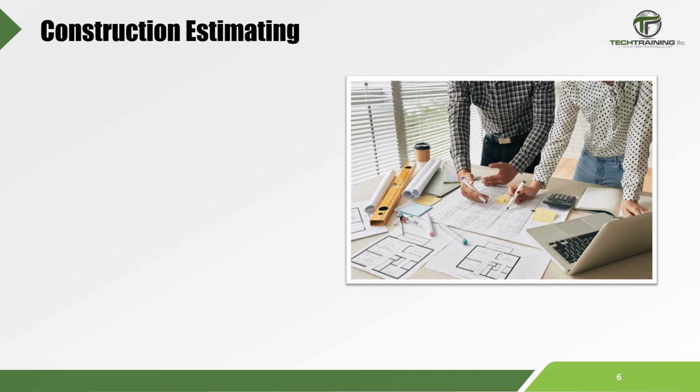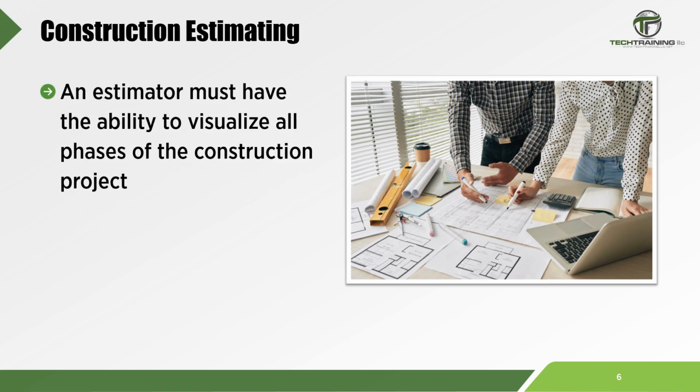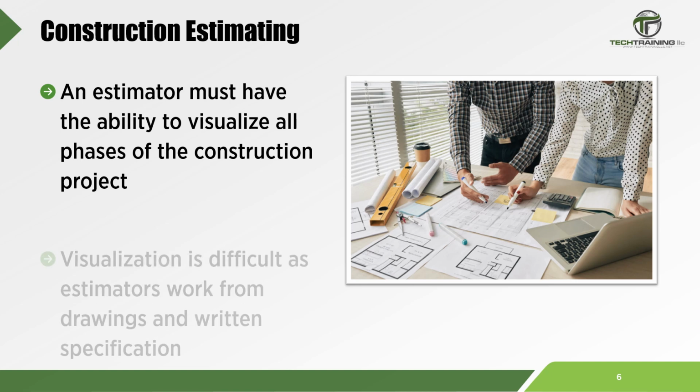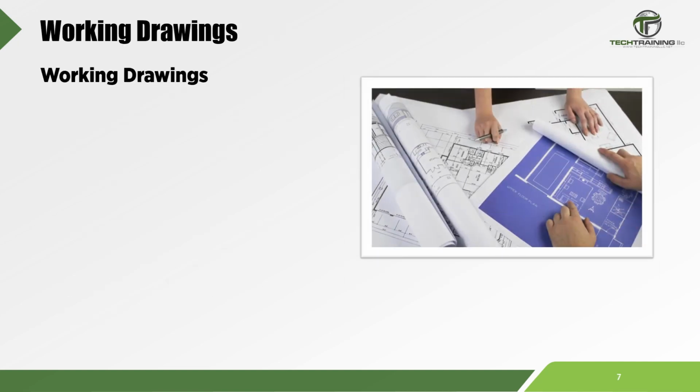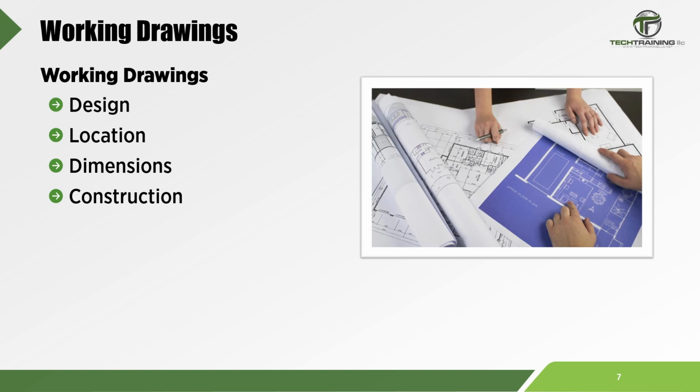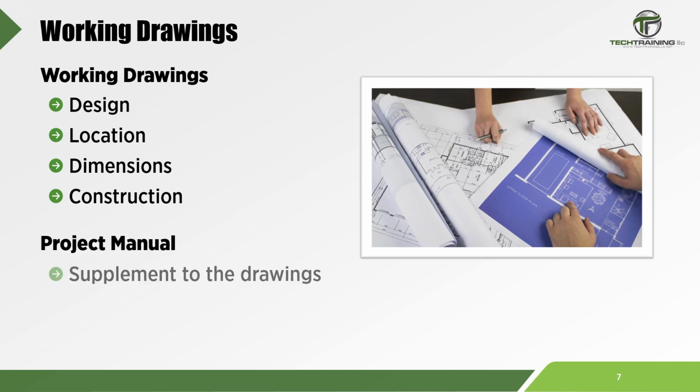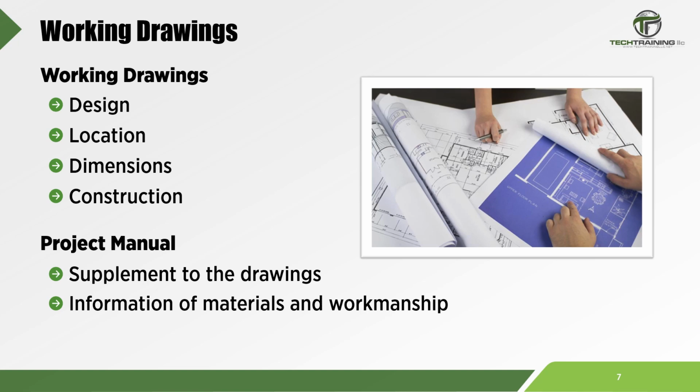The most important trait of an estimator is the ability to visualize all the different phases of the construction project. This is especially difficult because the estimate is prepared from working drawings and the project manual. The working drawings usually contain information relative to the design, location, dimensions, and construction of the project, while the project manual is a written supplement to the drawings and includes information pertaining to materials and workmanship, as well as information about the bidding process. The project manual is often mistakenly referred to as the specifications because it contains the technical specifications, but it contains much more.